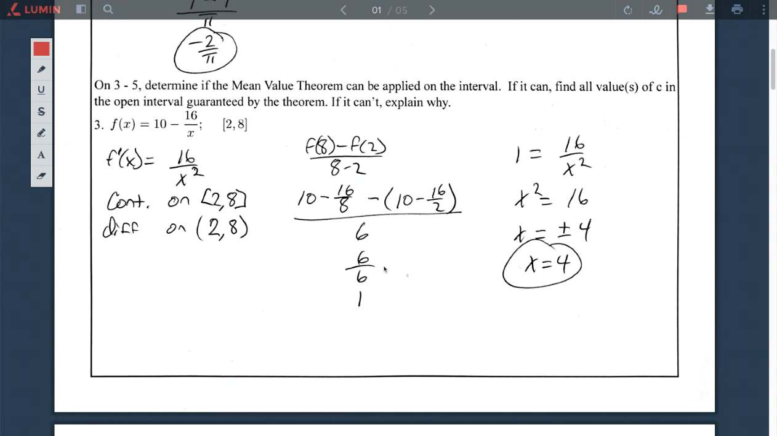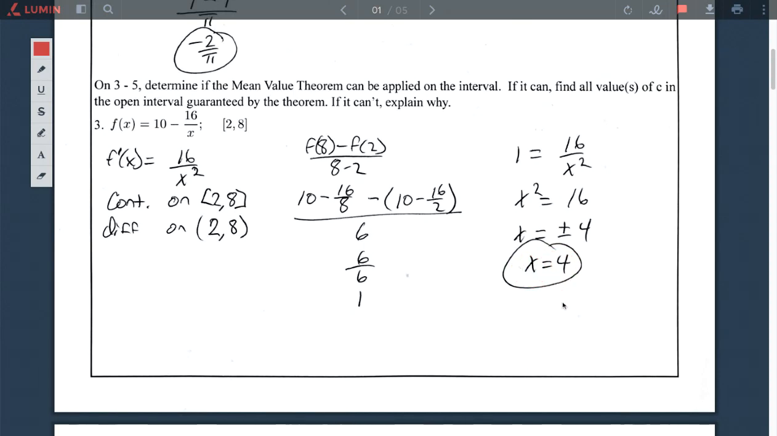So then once I find that, I set that equal to my derivative and solve. So I'm just going to multiply by x squared and take the square root. Don't forget the plus and the minus. But in this case, negative 4 does not fit in my interval. So my only answer is x equals 4.